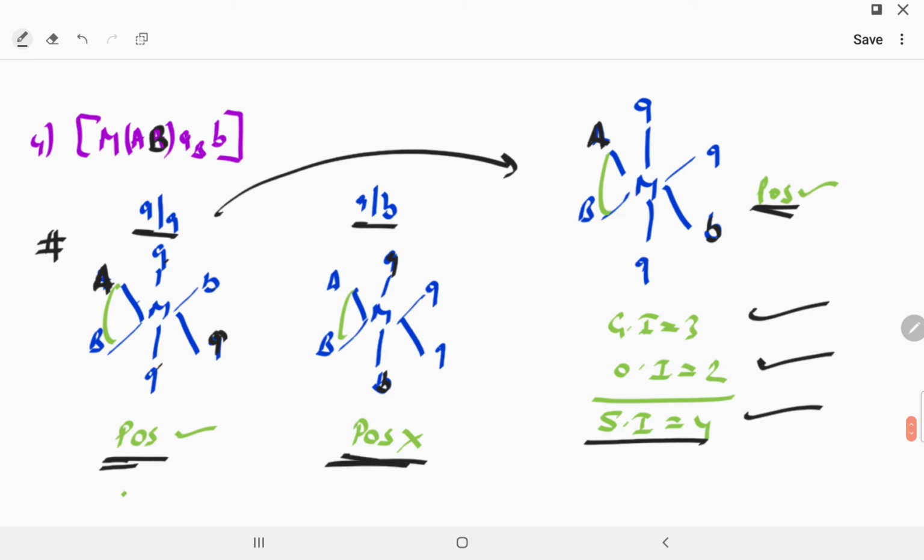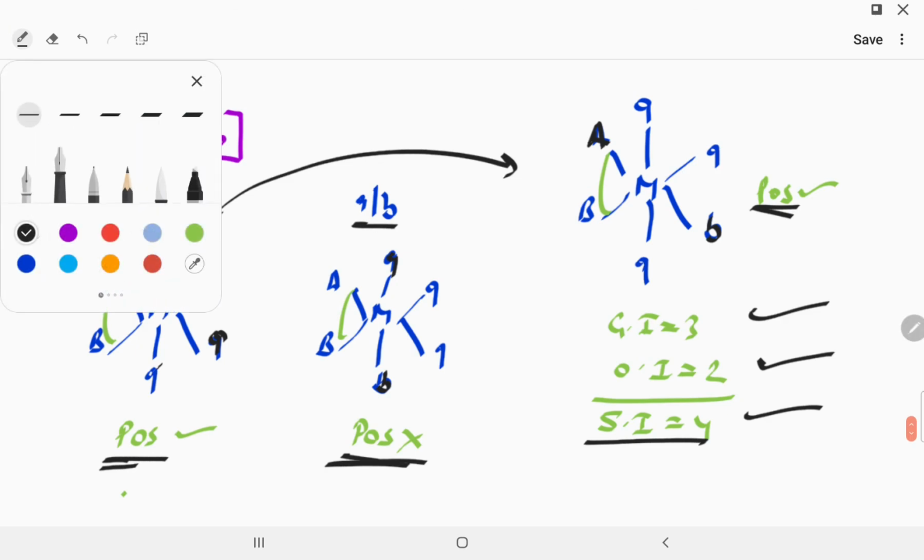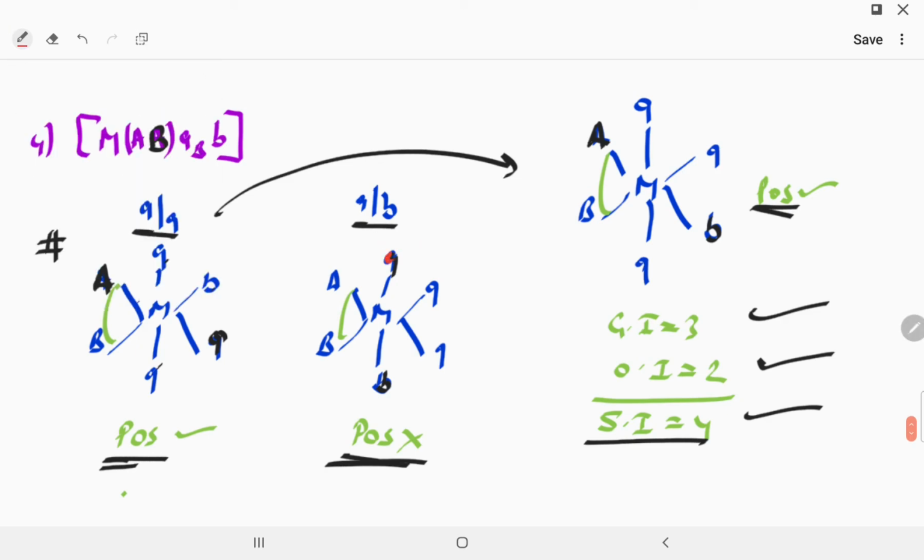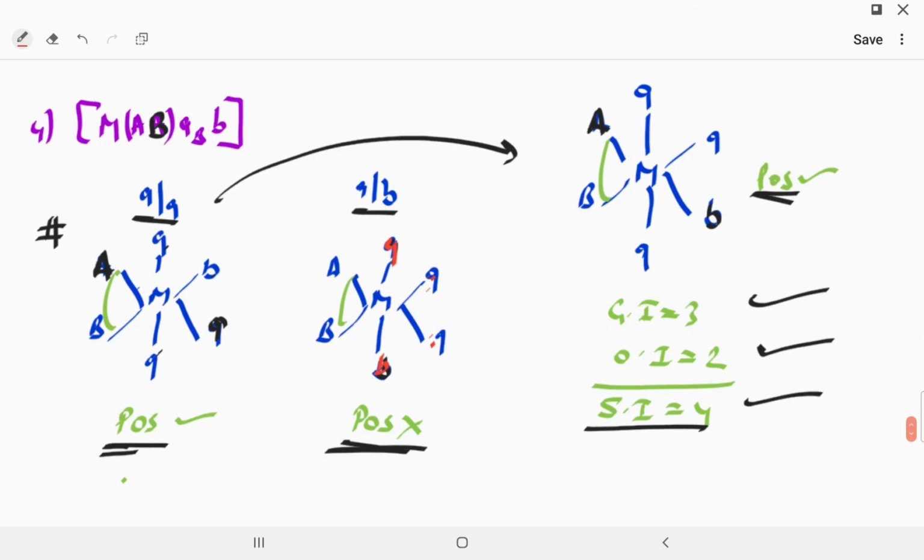Sir, in the second one there is no, this is not a type, because in this second one you are able to see that A and B are opposite. So A is the same. When we interchange this position, they are also the same. So it will only show one type. Okay, so we can say total geometrical are 3 but optical are 2, or total stereoisomers are 4.